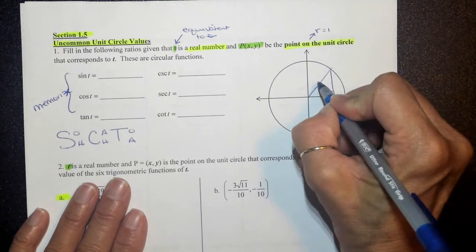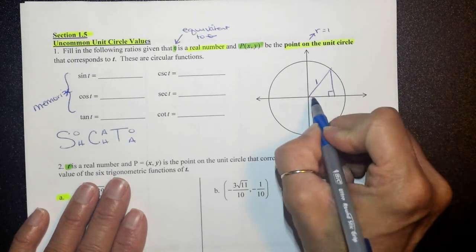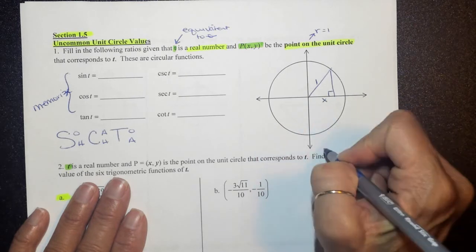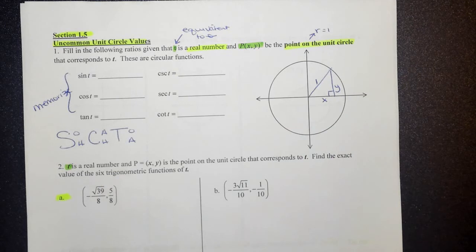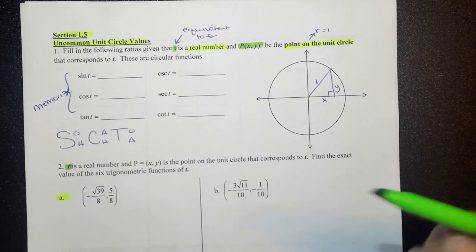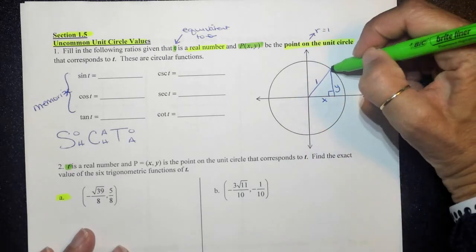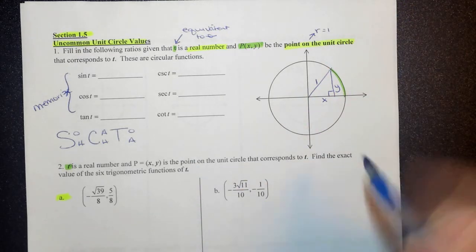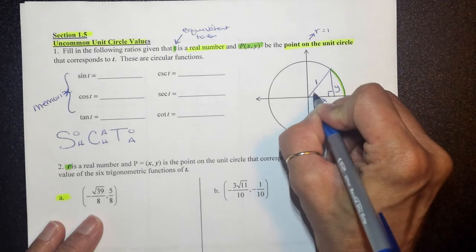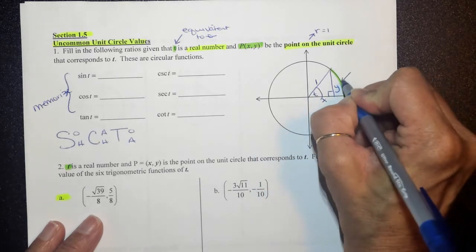So when we take a look at our unit circle, here is our right triangle on our unit circle with a radius of 1. This is our x right here, and this right here is our y. And what t refers to is the arc length, which is right here. So this is what we're looking for. So if this is t, this is what we're looking for.